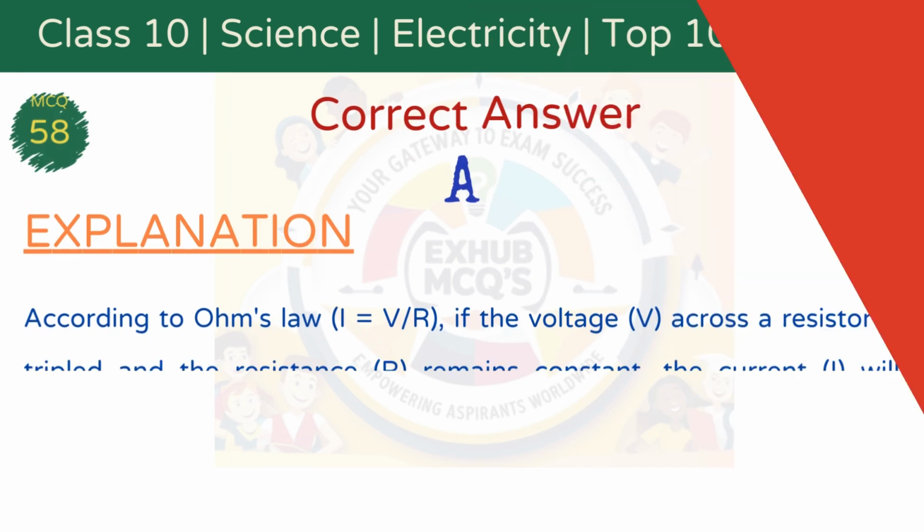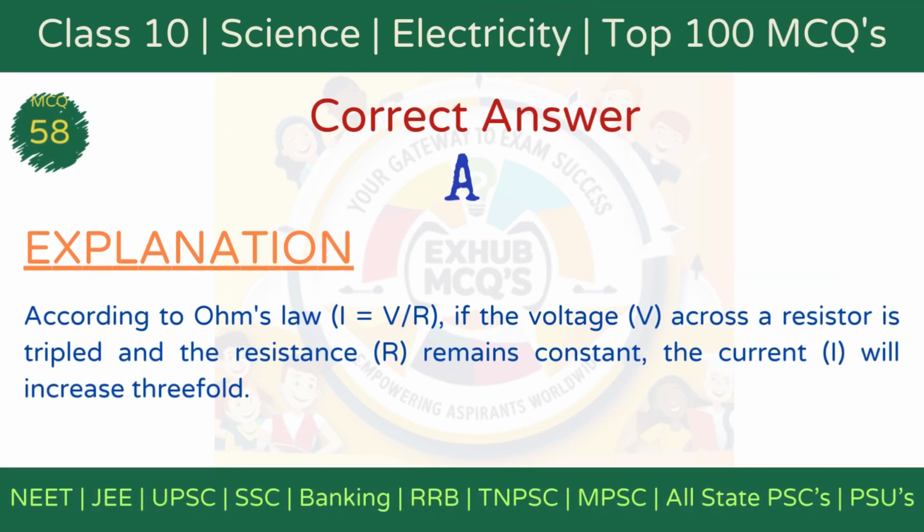The correct answer is option A, increases by 3 times. Explanation. According to Ohm's law, I equals V/R. If the voltage V is tripled while the resistance R remains constant, the current I also triples.